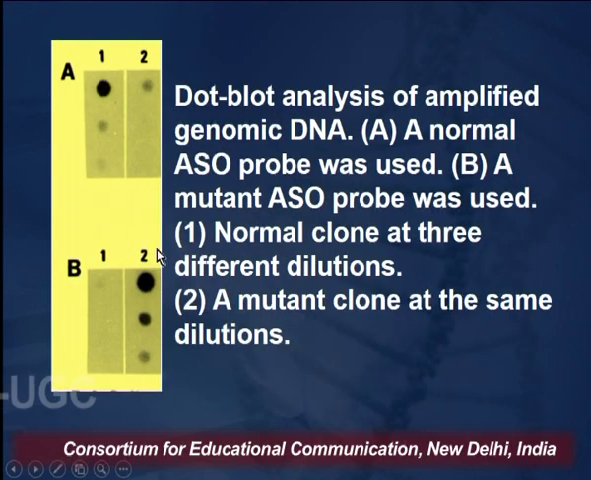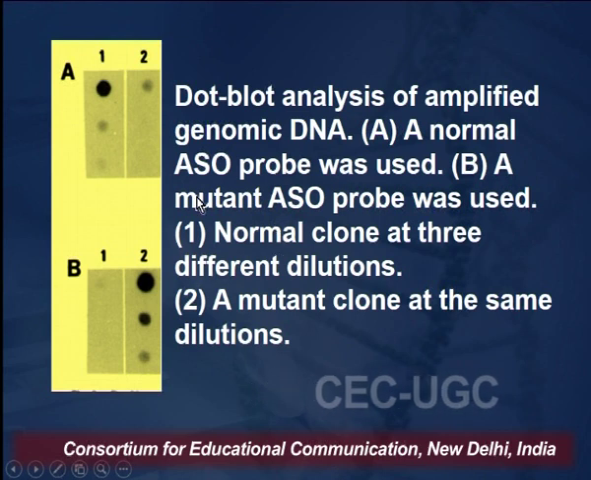So, if you look at these two dot plots, what is happening here is that when you are using a normal probe, it is showing the binding. You can see the signal is present here.